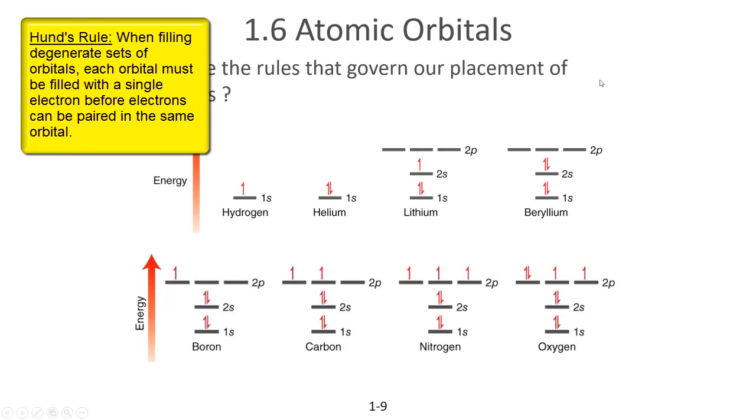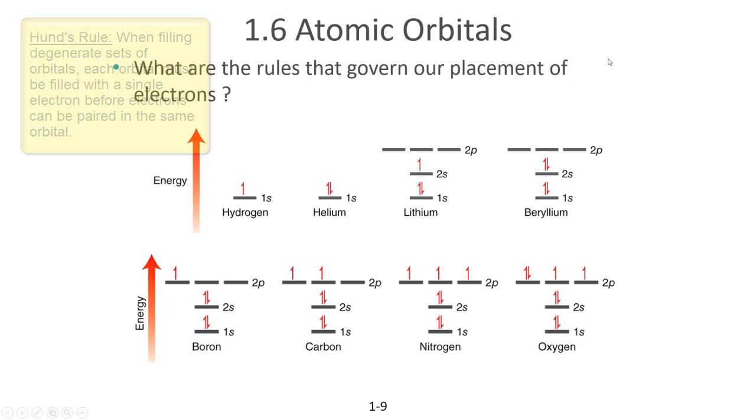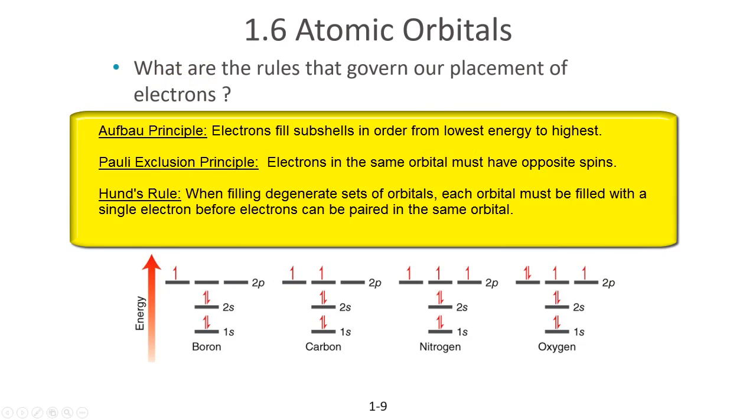So again, we have our three rules. They are Aufbau, which basically tells us that we fill from lowest energy to highest. The Pauli exclusion principle, which says that electrons that are in the same orbital must have opposite spin. And then Hund's rule, which says that we fill each orbital in a subshell with one electron before we start pairing them up.